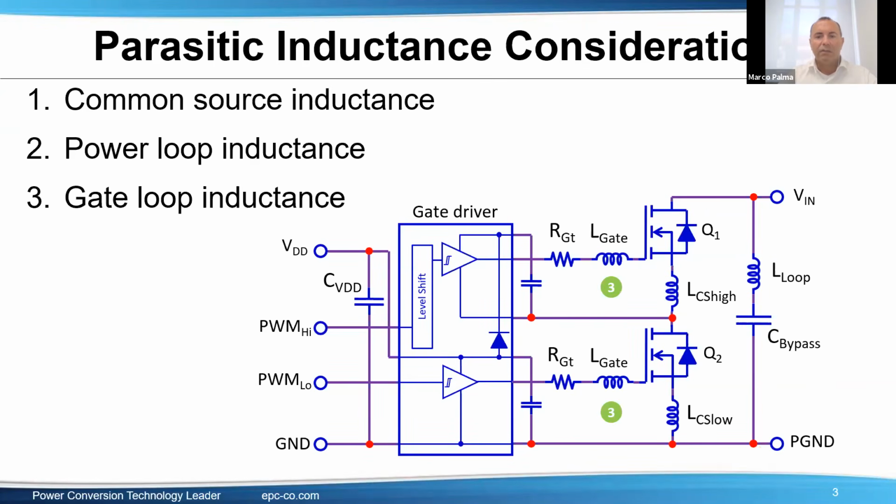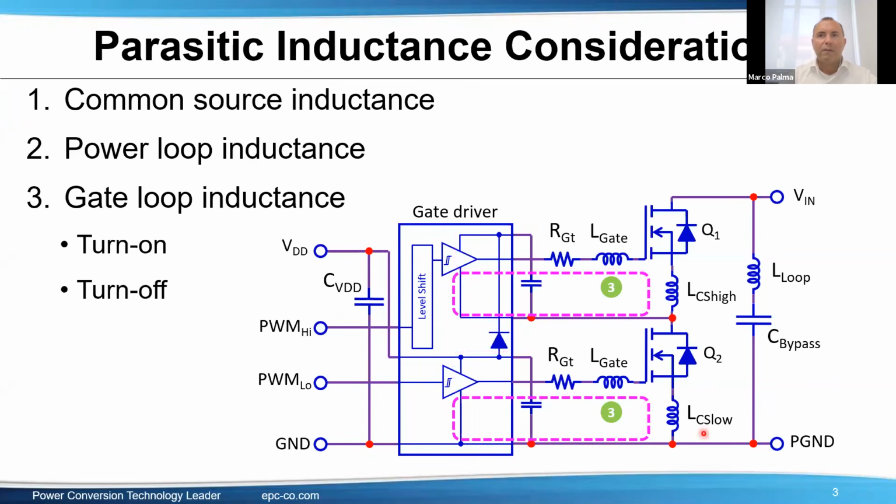Lastly, there is the gate loop inductance, which is actually two circuits. One for turn on, where the current goes from the positive of the gate driver, then to the gate, and then closes back on the negative of the capacitor. And then there is the turn off path. The turn off path goes from the gate and through the turn off transistor of the gate driver.